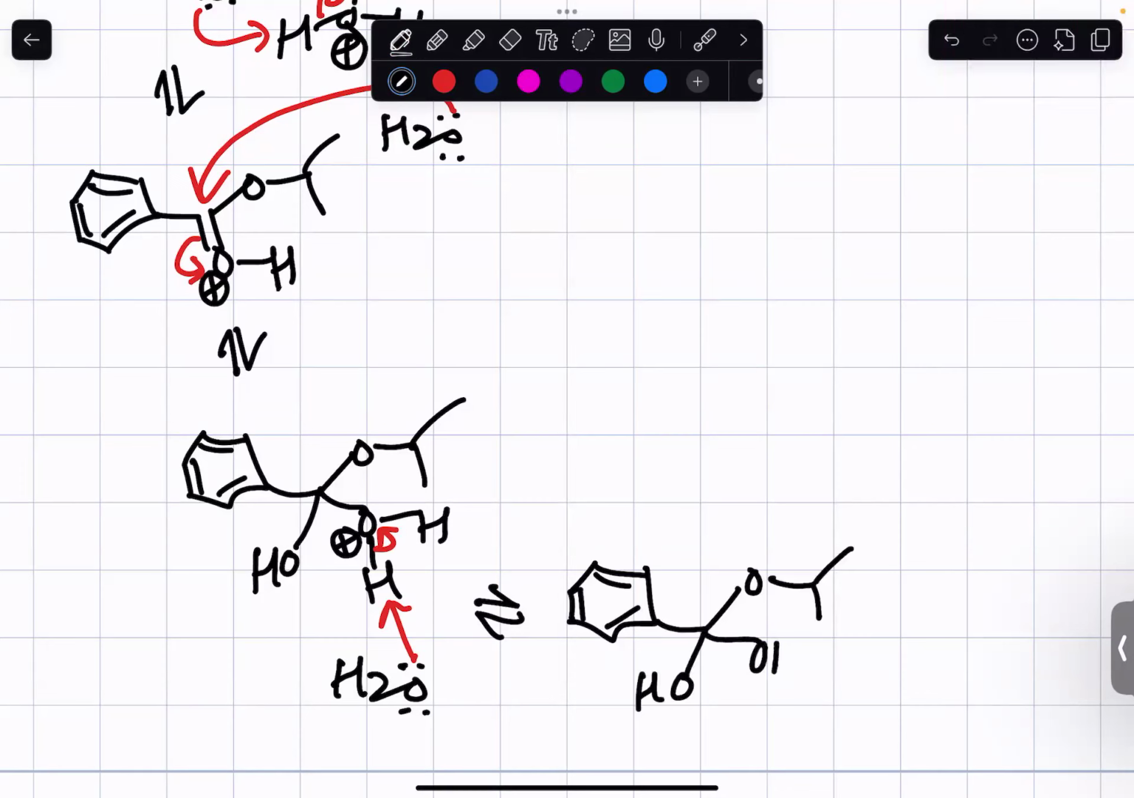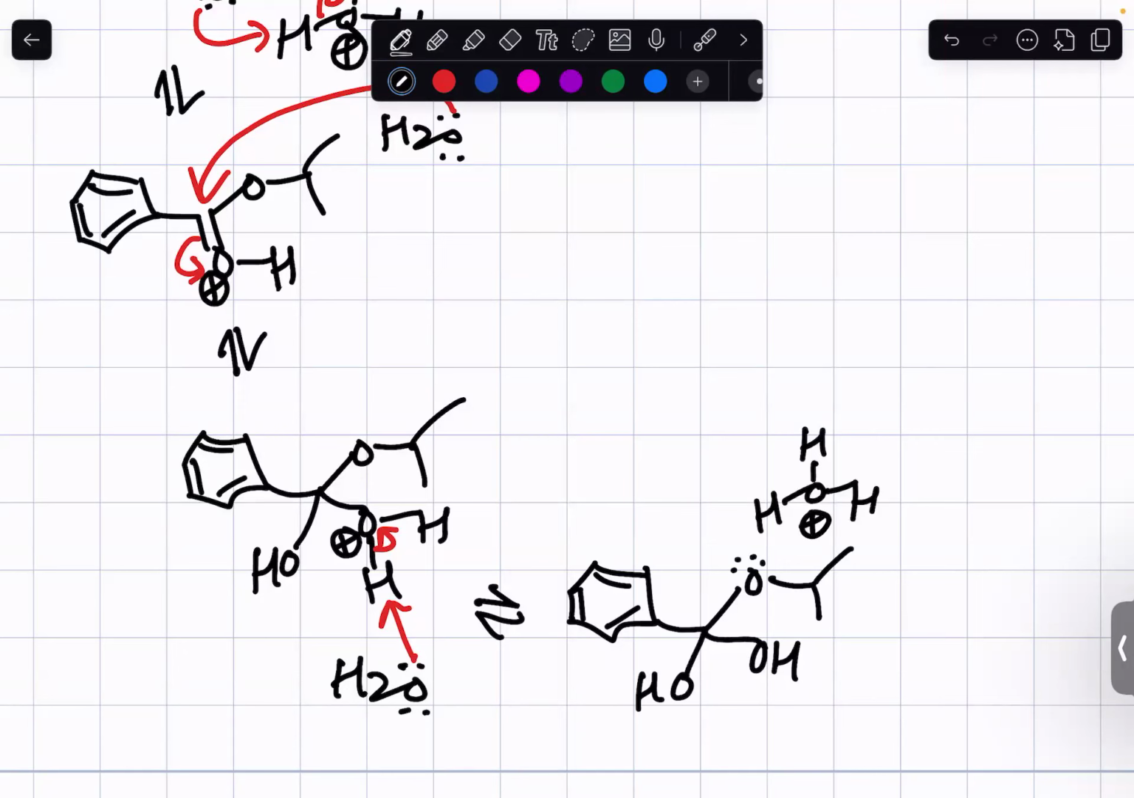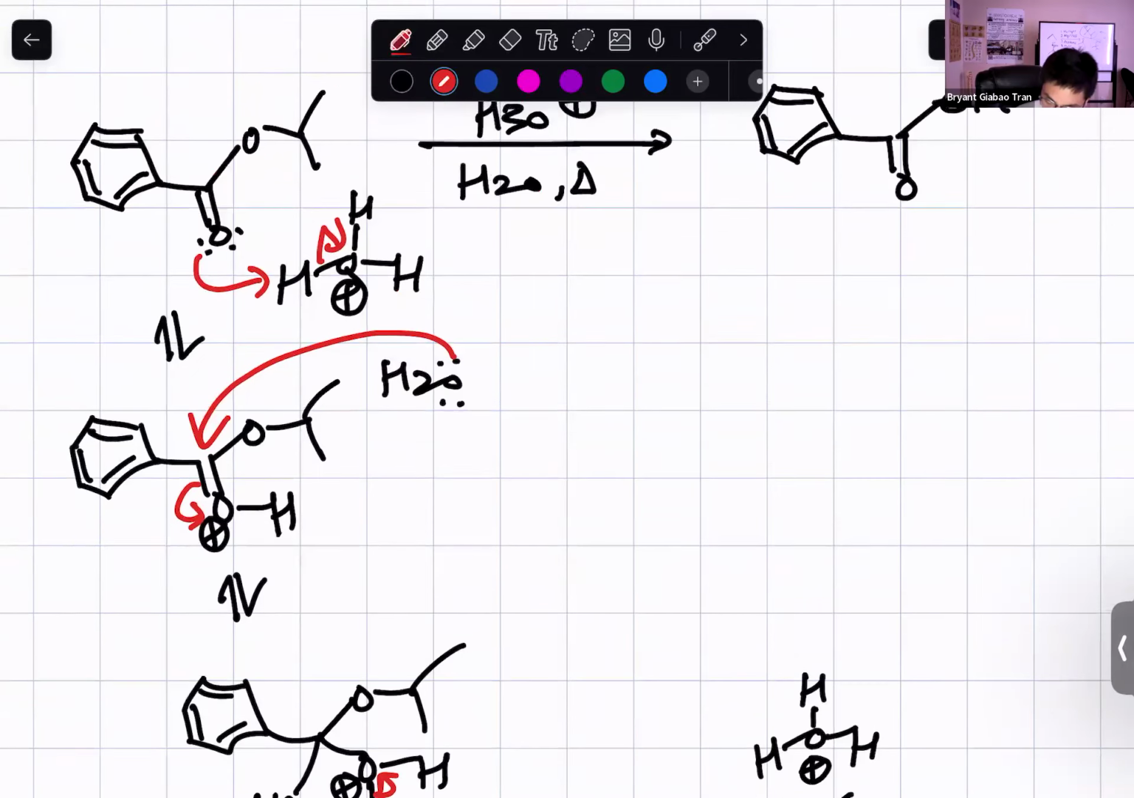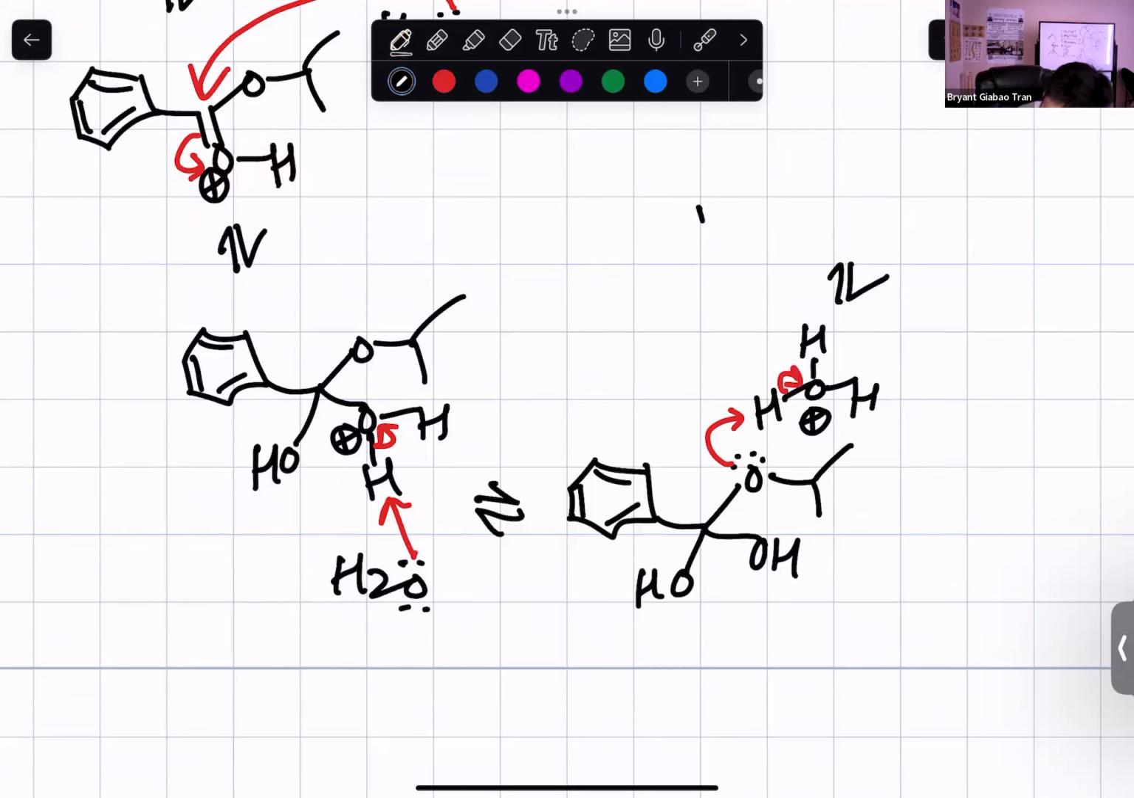Okay, what's next? Now we have to protonate the old group with our acid that we have, H3O plus that we just formed back as well, right? And then once we have that, what would be next?